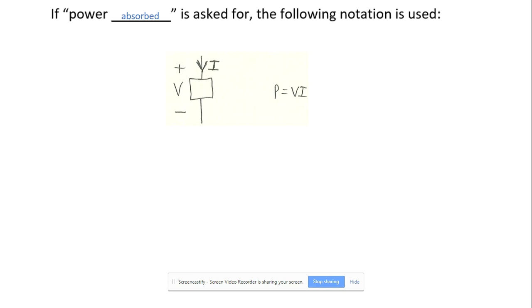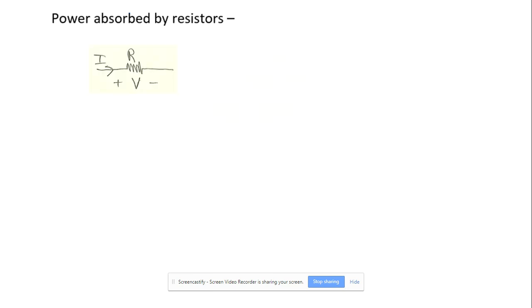Okay. Again, P is equal to V times I, and based on this notation where the current enters the positive, the voltage, or leaves the negative, we're talking about power that is absorbed. Okay. Now, again, I say we talk about power absorbed for a resistor. Again, resistors, we use passive sign convention when we're talking about it.